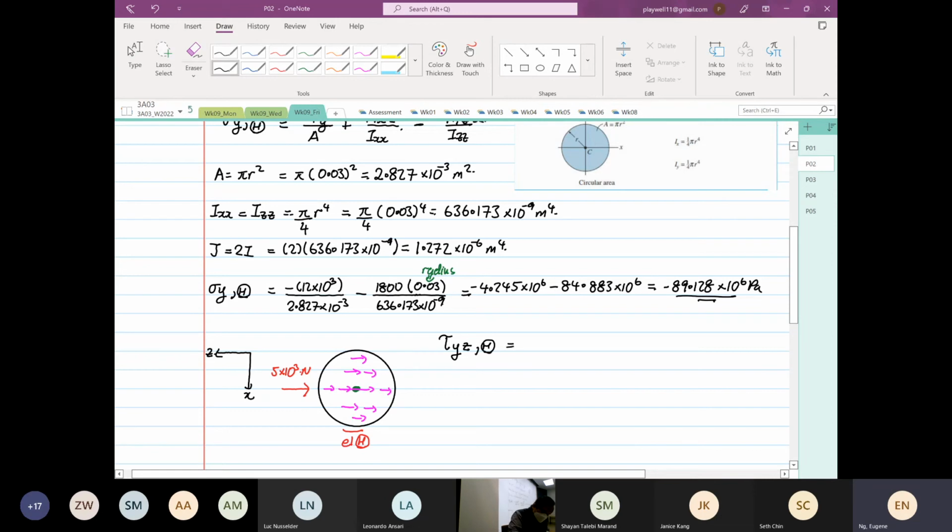Okay. So this is equal to, again, the formula is VZ over IXX, QX divided by thickness. So now we know what our Vz is. Qx we don't know. Qx is equal to A Y bar, or A Z bar, sorry, for this case.